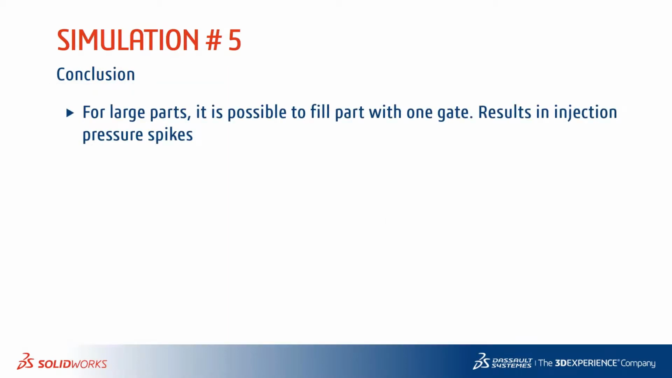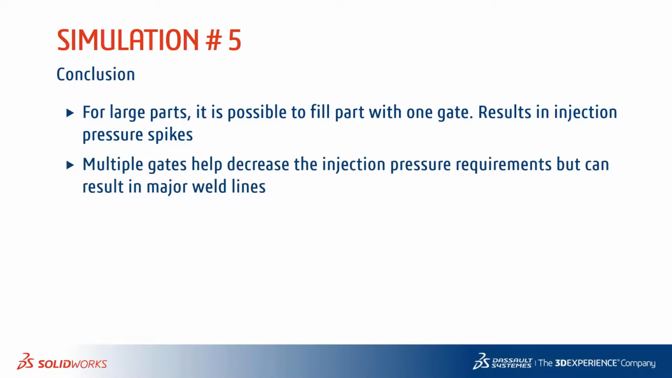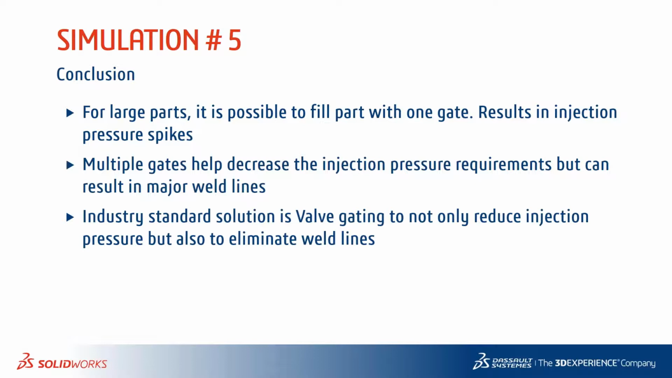So in summary, for large parts like the one illustrated in this example, it is possible to fill the part with one gate, but we know that it's going to result in injection pressure spikes, and you might need to go from a smaller machine to a larger machine. Now, multiple gates obviously help decrease those injection pressure requirements, but result in major weld lines, and so the industry standard solution to addressing that is valve gating, not only to reduce injection pressures, but also to mitigate or eliminate the weld lines altogether.